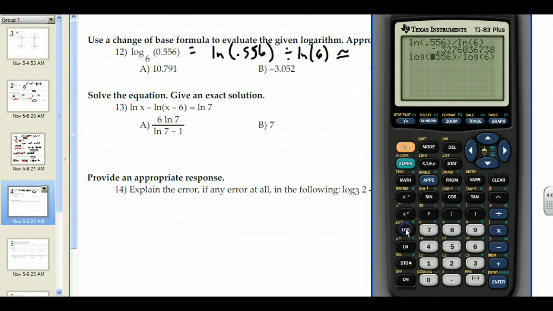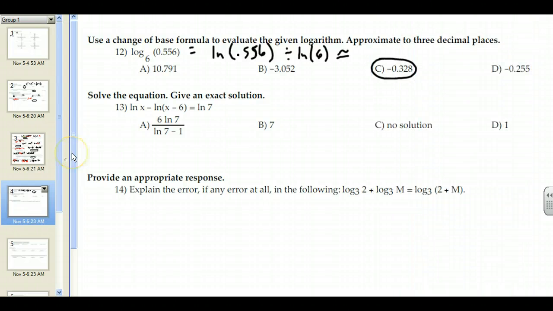Alright, if I wanted to use log instead of natural log, I get the exact same thing. Just make sure not to mix and match. Don't use ln for one and log for the other. Alright, 13.